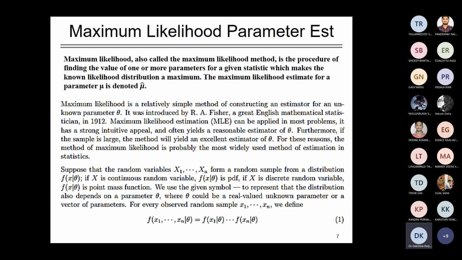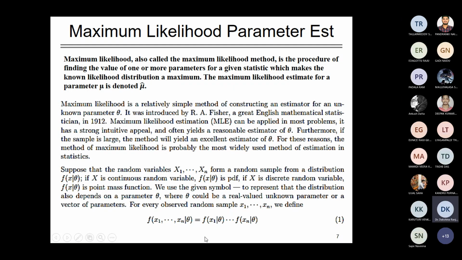Now for every observed random variable x1 to xn, we can define f of x1 to xn given theta as f of x1 given theta, times f of x2 given theta, until we get f of xn given theta.